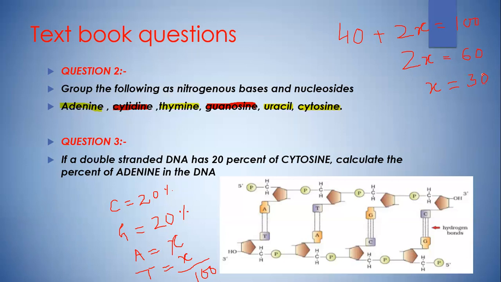What will be the percentage of thymine? If the percent of adenine is 30, the percent of thymine will be the same, 30, because adenine always pairs with thymine. And the percentage of cytosine is given as 20%, so the percentage of guanine will be 20%. Okay. So here the answer will be 30.